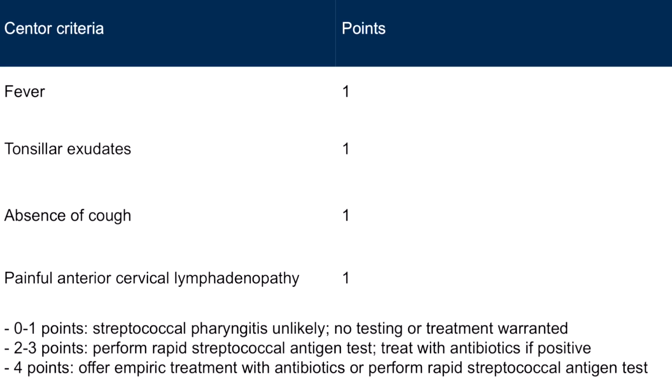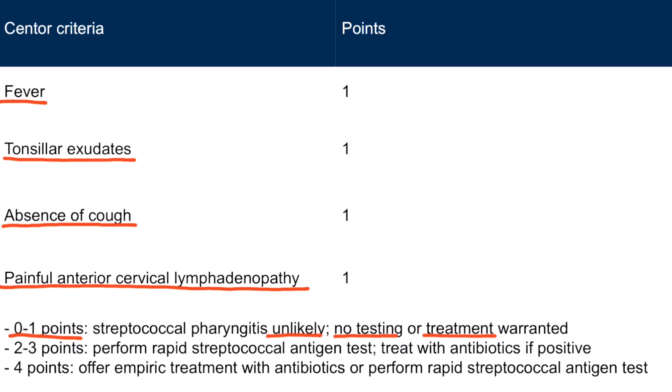Let's first walk through the diagnostic steps for pharyngitis in adults, which are guided by the clinical Centor criteria. There are 4 criteria, each attributed a single point on the Centor scale. These criteria include fever by history, tonsillar exudate, absence of cough, and painful anterior cervical lymphadenopathy. If a patient scores 0 to 1 points, strep pharyngitis is unlikely, and no testing or treatment is warranted.